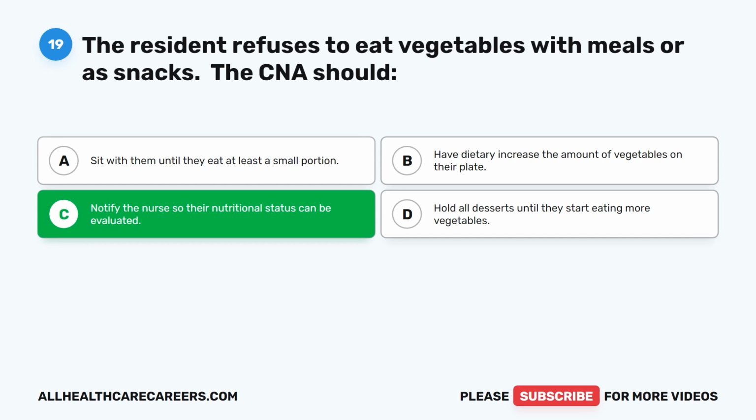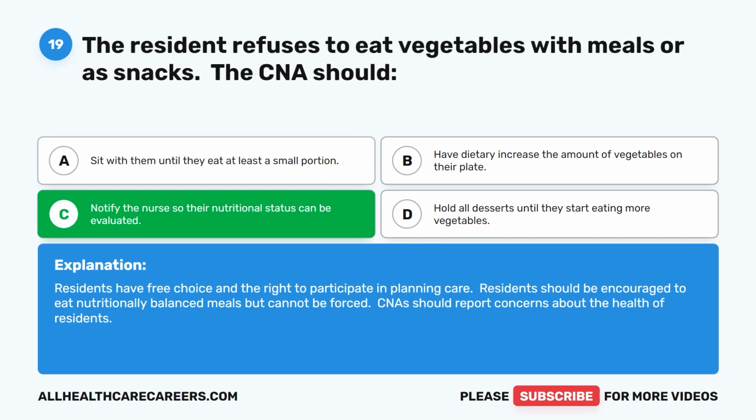The correct answer is C. Notify the nurse so their nutritional status can be evaluated. Residents have free choice and the right to participate in planning care. Residents should be encouraged to eat nutritionally balanced meals, but cannot be forced. CNAs should report concerns about the health of residents.